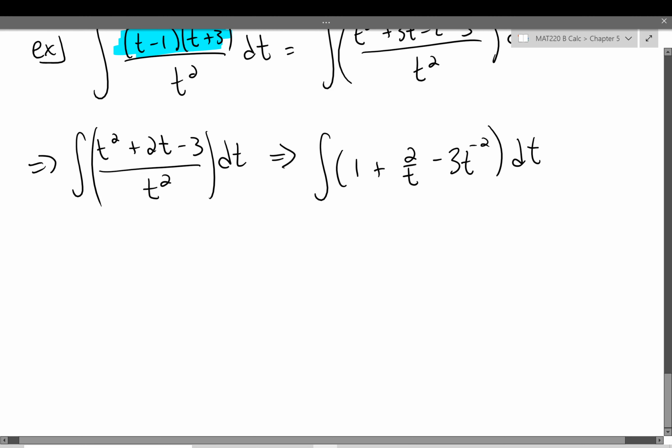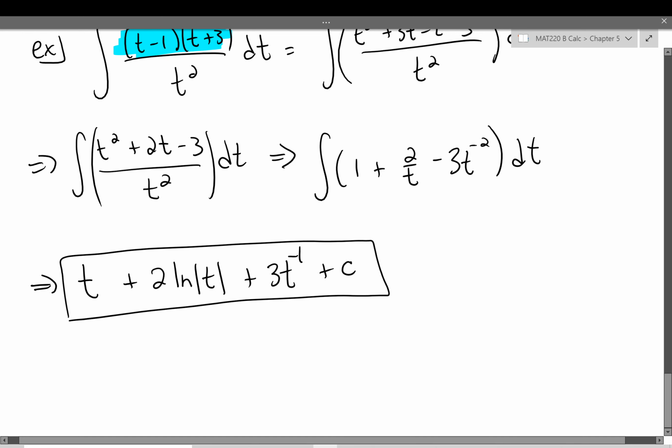And the reason why I did that is when I go to integrate, which I'm going to do right now, it's easier for me to see the power. That's all. So this is going to give me t plus 2 ln of the absolute value of t plus 3t to the negative 1 plus a constant. Okay? And that's it for section 5.2.